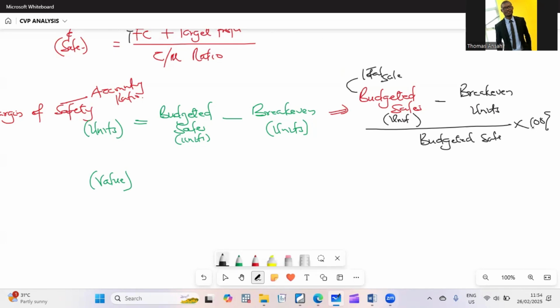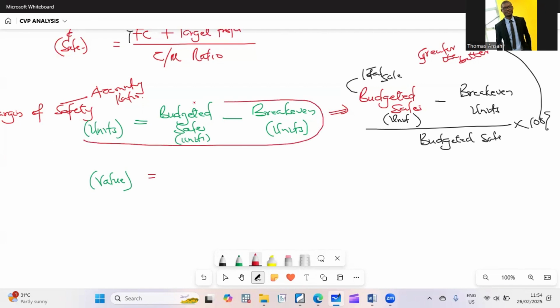So the greater the answer, the better. Basically, that is that. Now, if you want this same ratio in percentage change terms, this is the margin of safety in units, and this is what we've done.